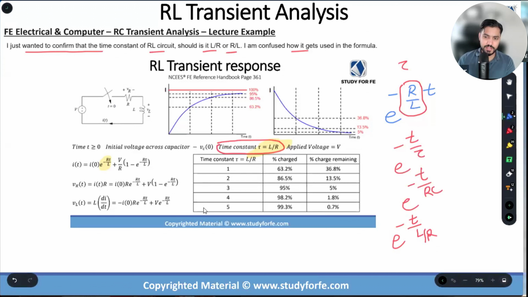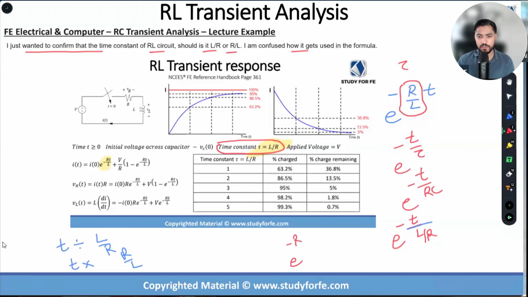So this R is two levels down, correct? If I have t divided by L divided by R, when I change this into a multiplication sign, it becomes t multiplied by R by L, basic math, right? Are you guys following me? So this is what happens over here, and that's how you end up with R divided by L times t. Does it make sense? Okay, so the time constant is still L by R.